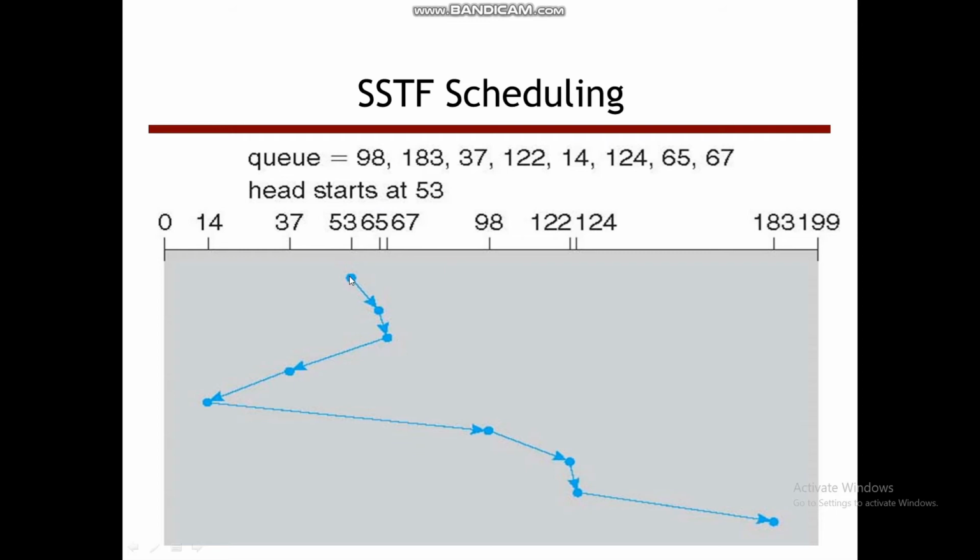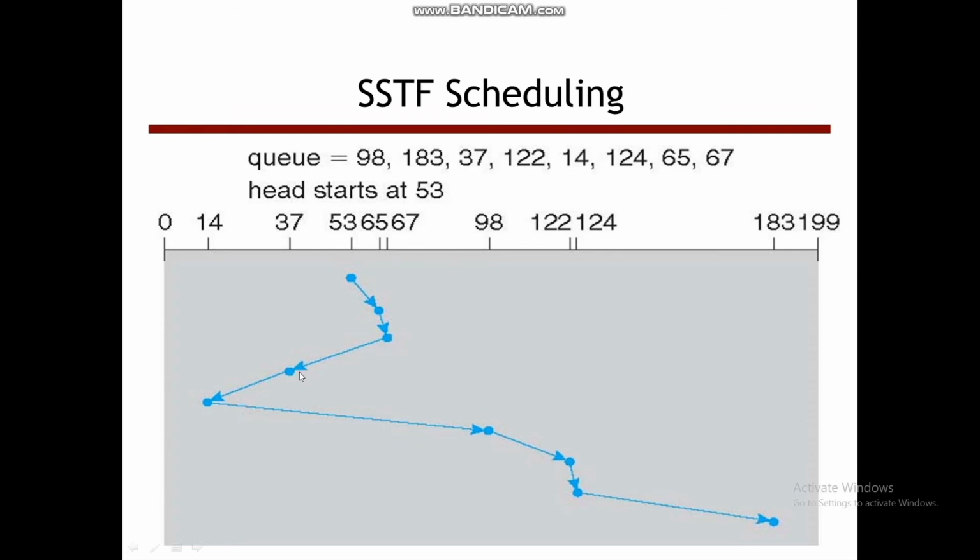First we will have a look at this. The head starts at position 53, and the nearest position, or the shortest movement from 53, is to 65. So it takes only 12 movements. It goes to 65, and next we go to the place where the movement is shortest, which will be 67. And when we are at 67, the next shortest span will be for 37.